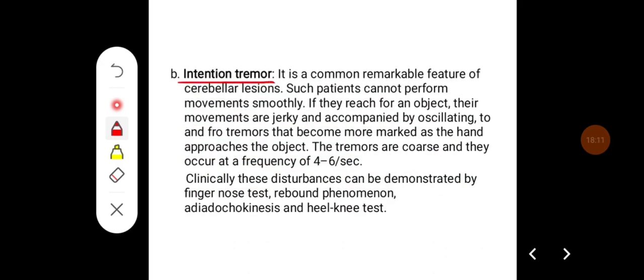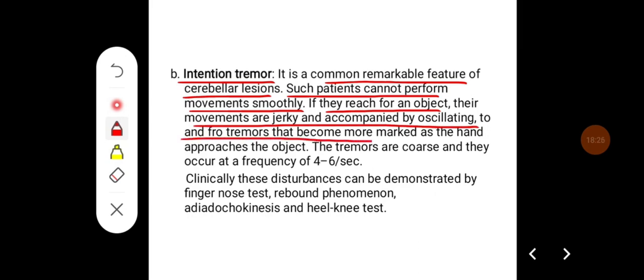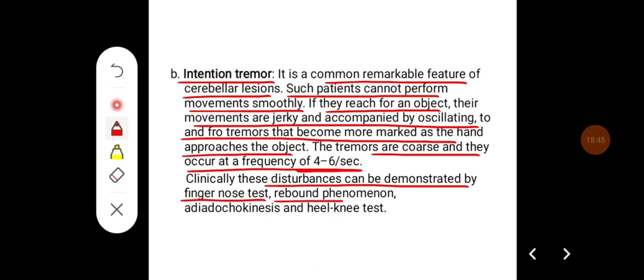There can be intentional tremor. It is a common and remarkable feature of cerebellar lesion. Such patients cannot perform movements smoothly. If they reach for an object, their movements are jerky and accompanied by oscillating to and fro tremors that become more marked as hand approaches the object. The tremors are coarse and they occur at the frequency of 4 to 6 Hz, 4 to 6 oscillations per second. Clinically, these disturbances can be demonstrated by finger-nose test, rebound phenomenon, diadochokinesis, and heel-knee test.